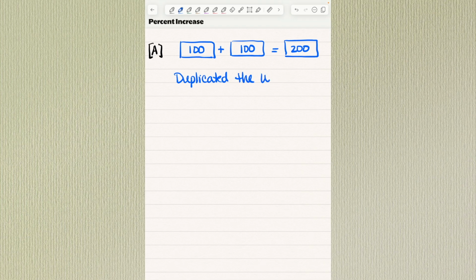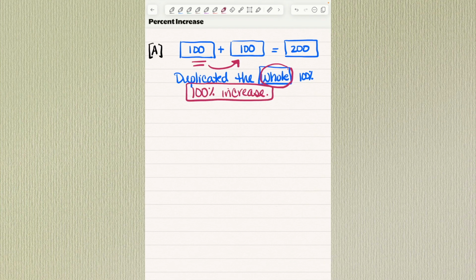And I'm using the word whole because what I want you to see is that the whole represents 100%. So if you duplicated this block where you had 100, you added another 100, and now you have 200, that's a 100% increase. Okay? Because you started here, you increased the whole thing. When you increase the whole thing, you're increasing it by 100. Okay? Look at this one.